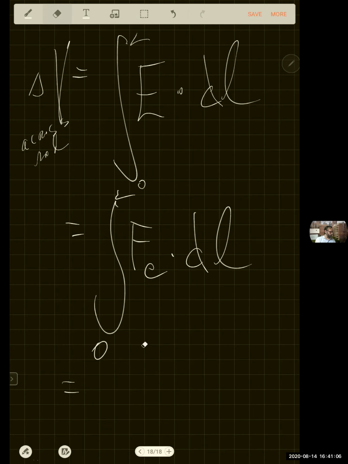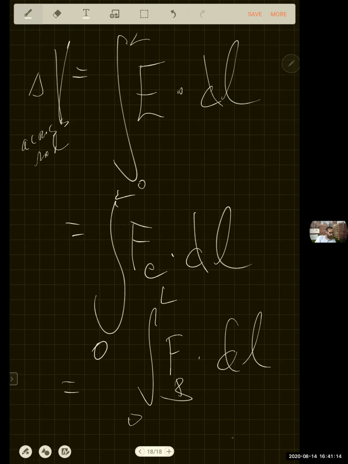So in other words, the only force I have to work with here is the magnetic one.